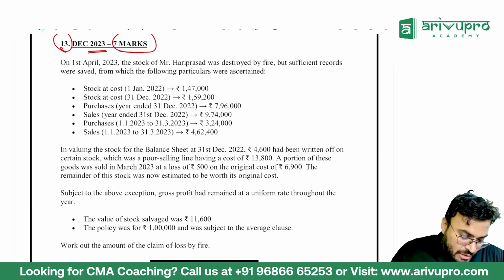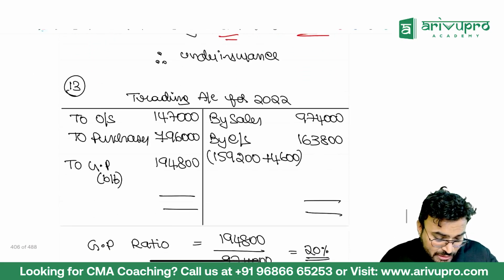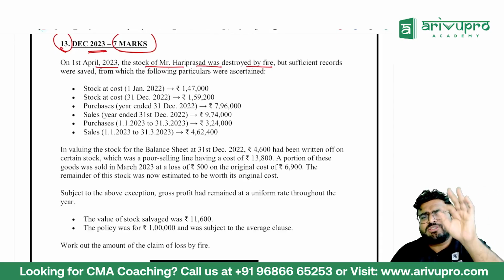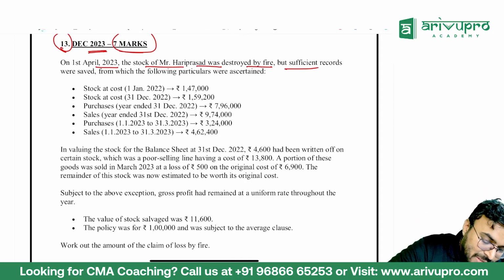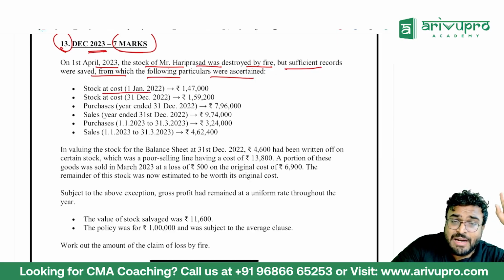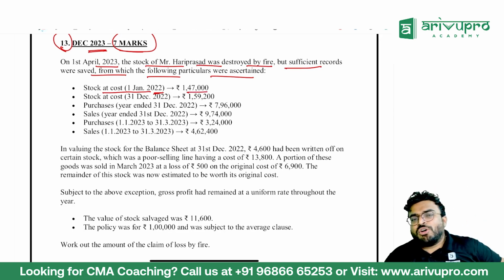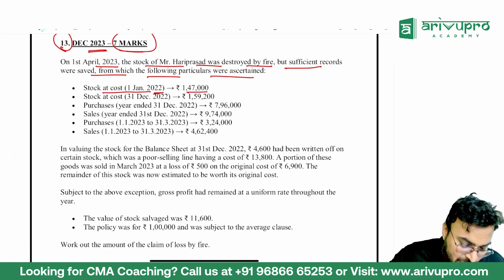Okay, guys. Now, let's go into question number 13. On 1st April 2023, stock of Mr. Hari Prasad was destroyed by fire. Very good, first day of the year, only fire. Sufficient records were saved from which the following particulars were ascertained. Stock at cost, 1st January, starting of the year, it was 1,47,000.